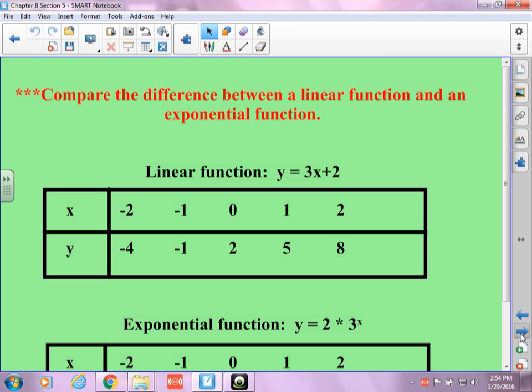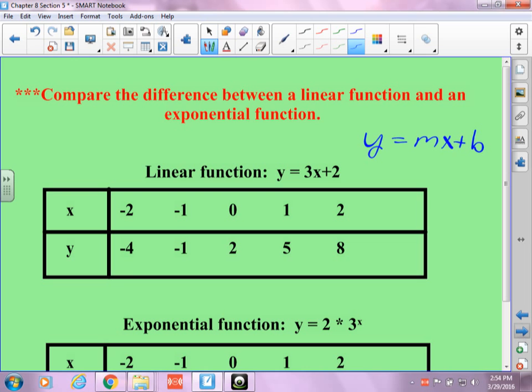Now, if you'll remember, a linear function was of the form y equals mx plus b. And when we look at a table, we can tell it's a linear function because to go from each one of these numbers, I'm going up consistently by adding 1. If I take a look at the y values, you'll notice that I'm adding 3 each time. So I am adding each time to go from one value to the next.